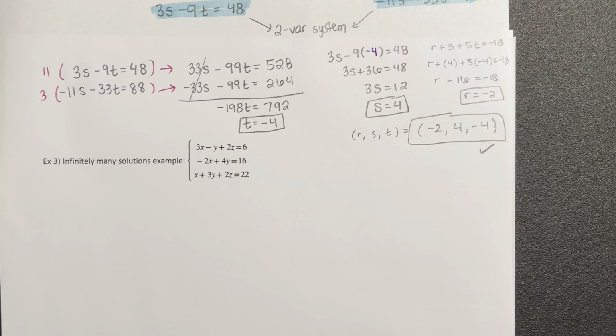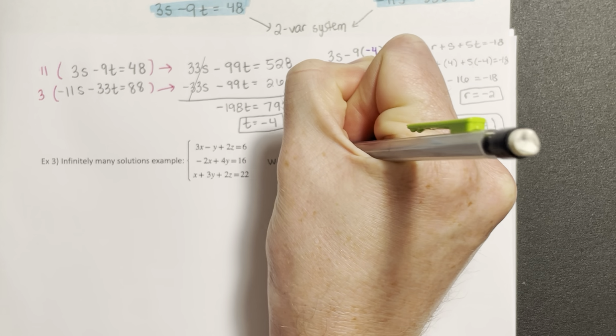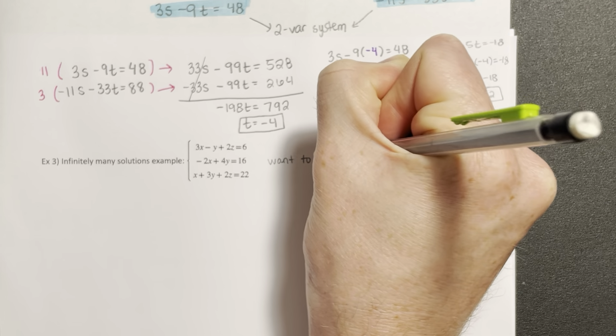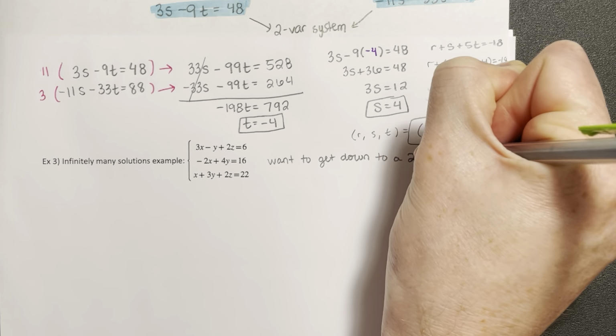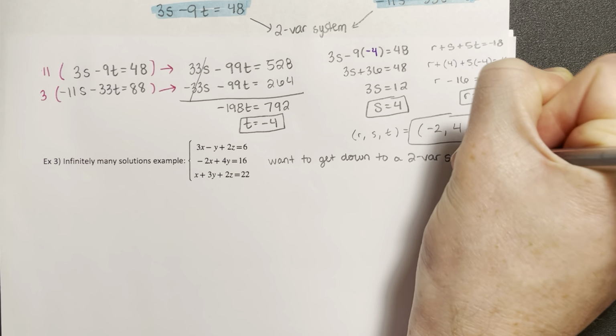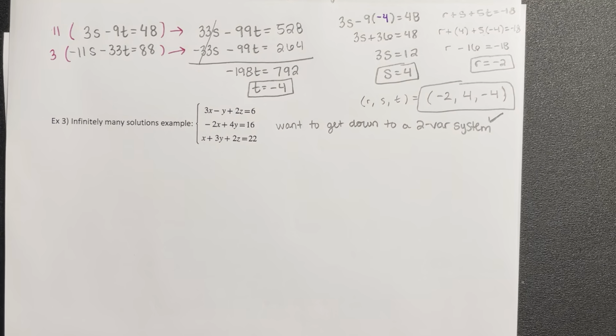Our goal has not changed. We want to get a three variable system down to a two variable system. The way we do that is up to you. You can do that by substitution or elimination. Either one is fine. Now, this is going to take a little bit more patience just because we already know it is an infinitely many solutions example.